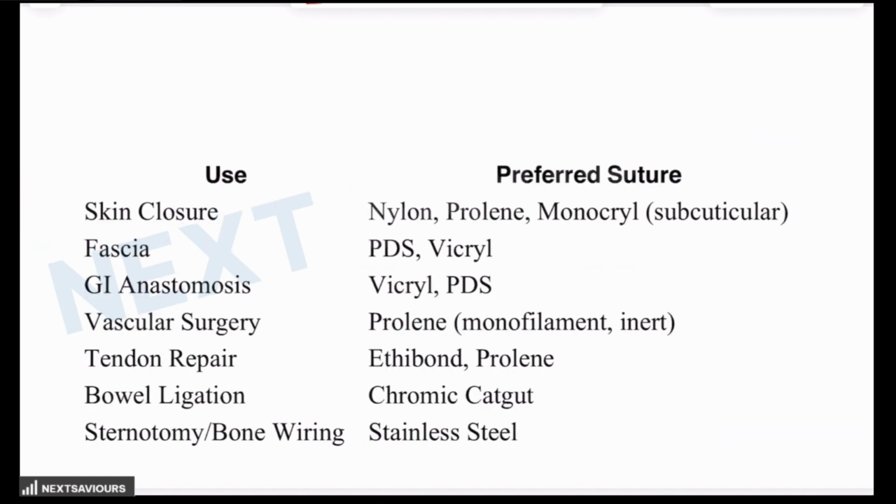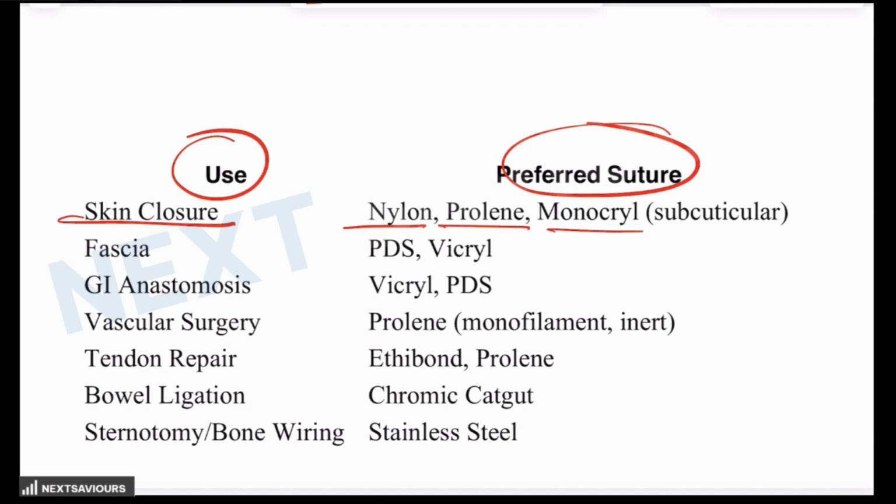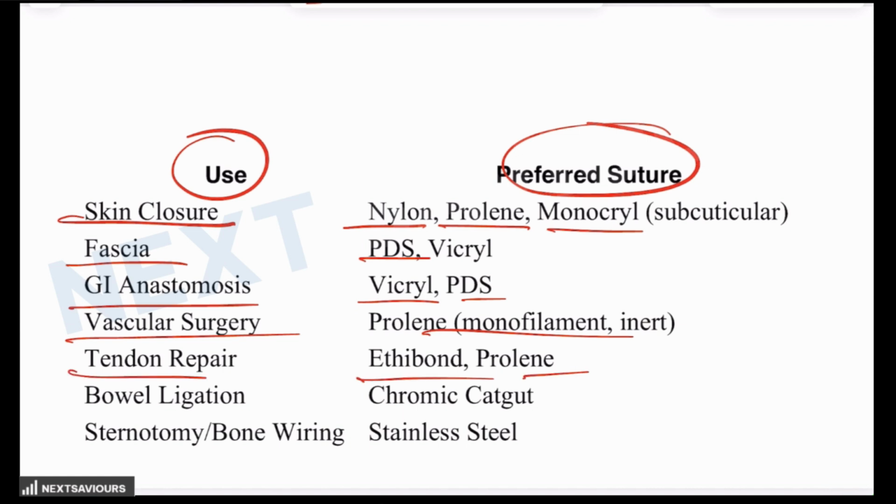So, in a nutshell, what are the preferred sutures used for closing specific organs? For a skin closure, you can go with nylon, Prolene, or Monocryl. For fascia, PDS. For GI, Vicryl or PDS. For vascular surgery, it is Prolene. For tendon repair, Ethibond or Prolene. For bowel ligation, it has to be chromic catgut.